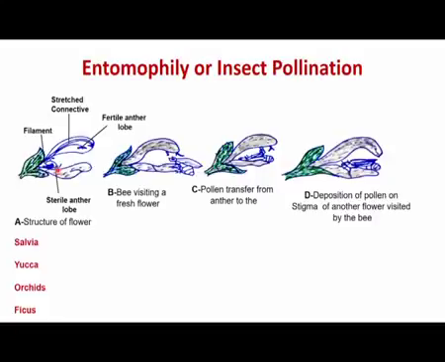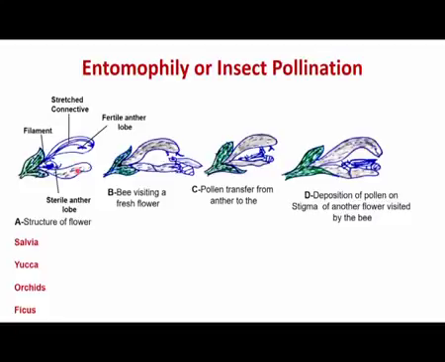So, you can see that the connective tissue has bifurcated the anther into two parts. One is called the sterile anther, the other one is called the fertile anther. The fertile anther is toward the roof corolla, and the sterile anther is towards the bottom, towards the floor.